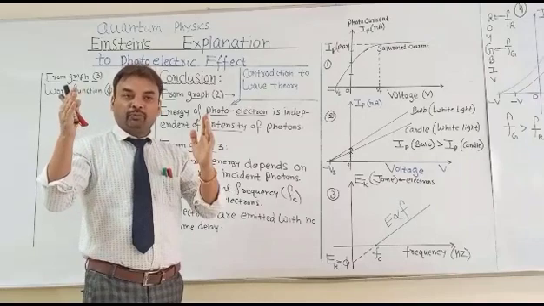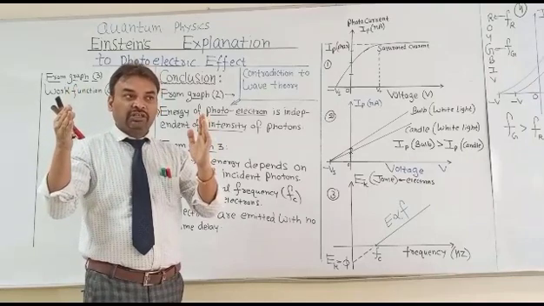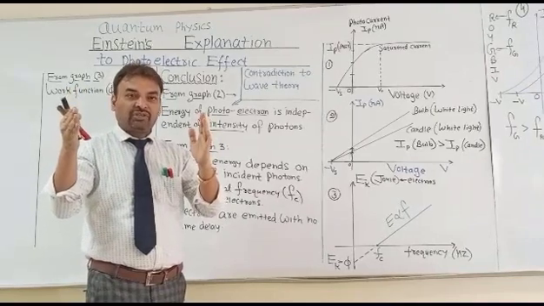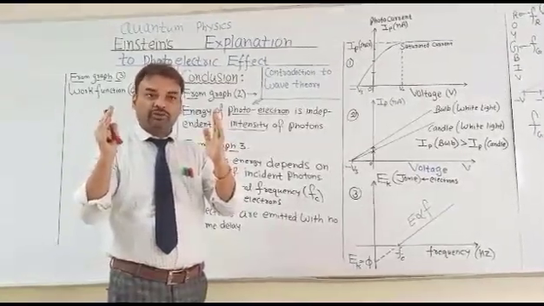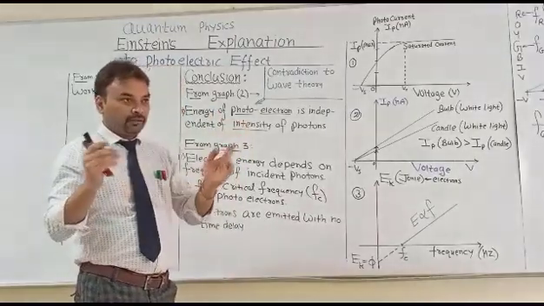So when we put a negative potential on the other electrode, at one stage the electrons stop. The negative voltage at which they stop is known as the stopping potential.